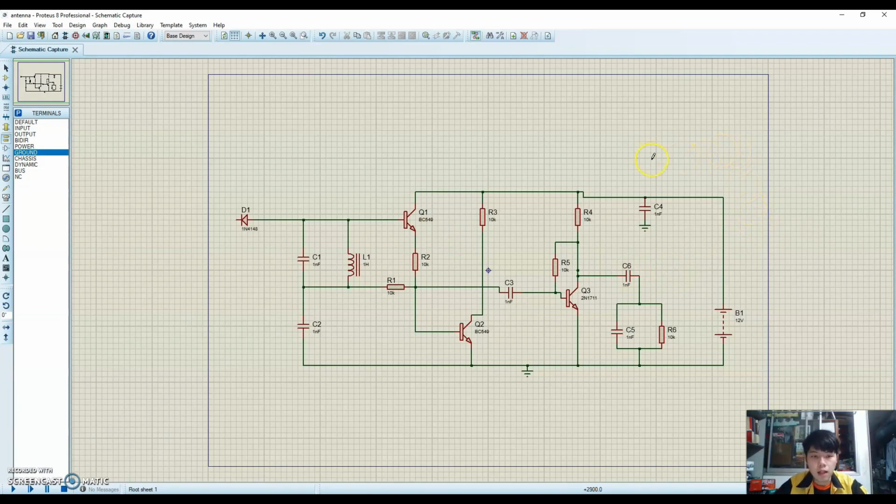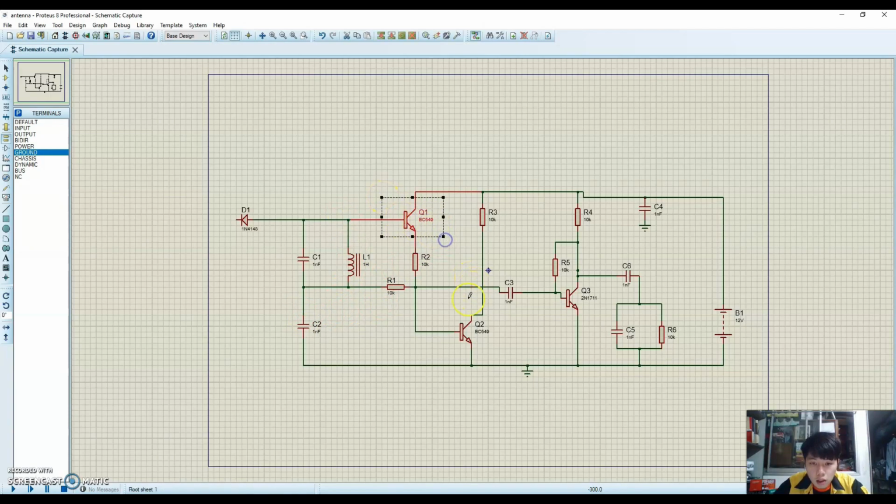Okay, here we have finished building the receiver. First we see this is a diode of type 1N4148, and this diode is made to prevent the current flow from breaking. Next is C1 and L1. The capacitor and the inductor form a tank circuit, and control the frequency of oscillation.